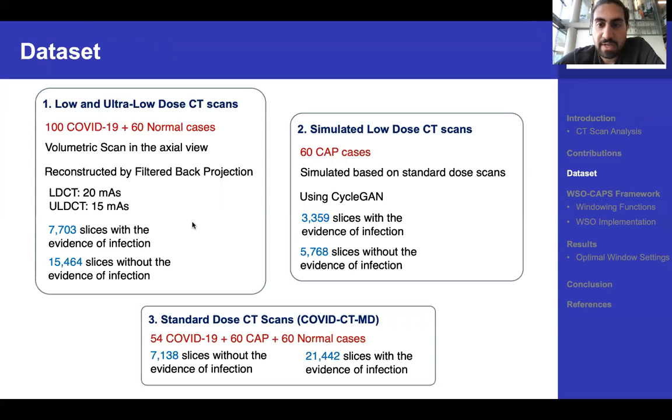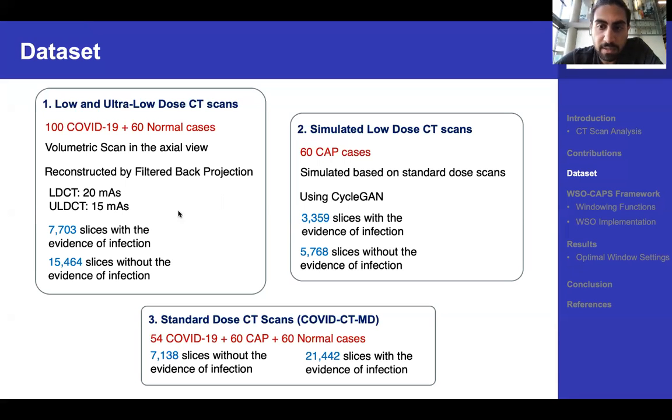In this study, we have used three types of data. The first one is low and ultra low dose CT scans. It contains volumetric CT scans of 100 COVID-19 and 60 normal cases obtained in the axial view, and all the images are reconstructed by the filtered back projection method.